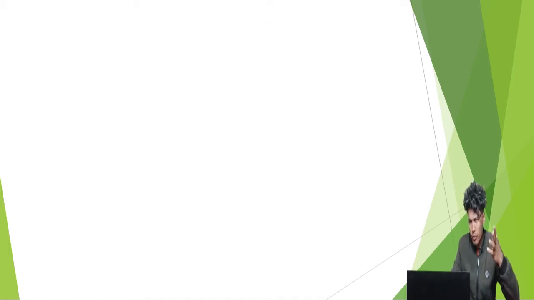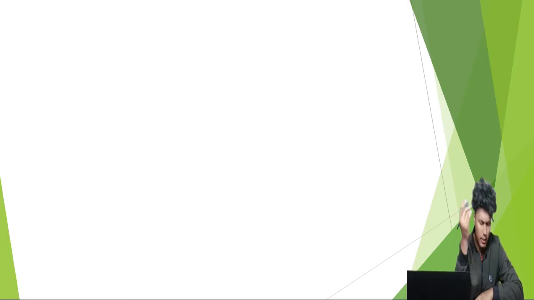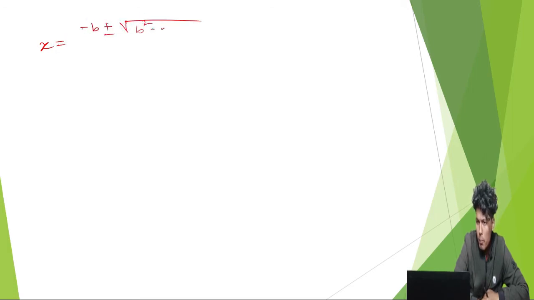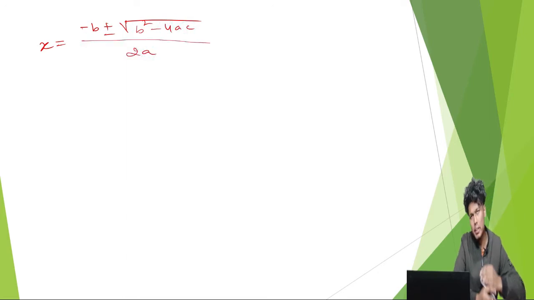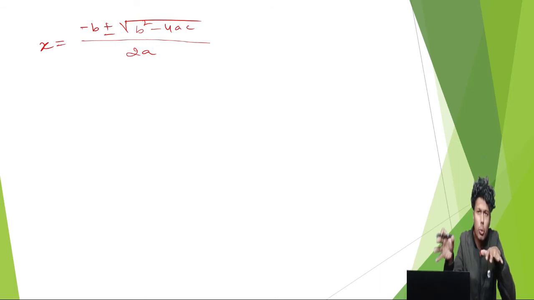Now, before going forward with the question types, let me tell you something. By the perfect square method, we have got the formula as x equals minus b plus minus root over b square minus 4ac divided by 2a. Before doing the next question, we need to understand something, and we are going to understand it in this particular video.